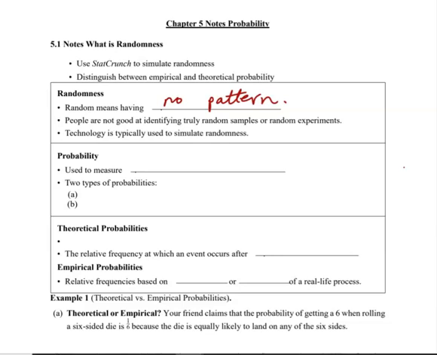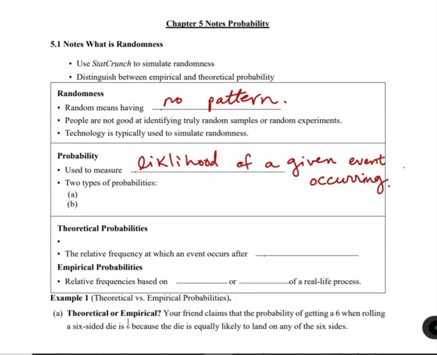So probability is what we use to measure the likelihood of a random event occurring. And there's two main types of probability that we're going to discuss. The first is theoretical probability. And the second is empirical probability.